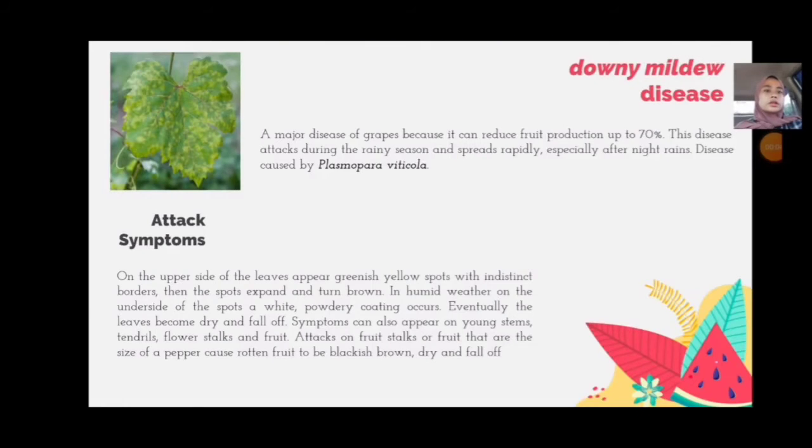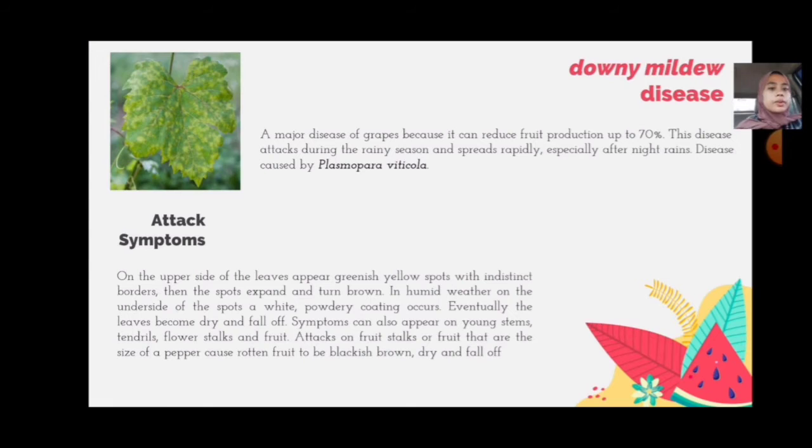Downy mildew is a major disease of grape because it can reduce production by up to 17%. This disease attacks during the rainy season and spreads rapidly, especially after night rains. It is caused by Plasmopara viticola. Attack symptoms on the upper side of the leaf are greenish yellow spots with an oily border. The spots expand and turn brown in humid weather, and on the underside of the spots a powdery coating occurs. Eventually, the leaves become dirty and fall off.